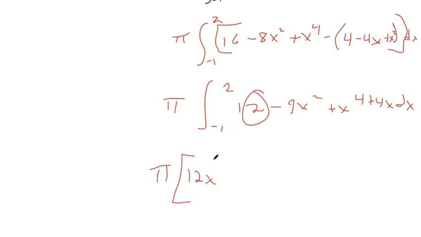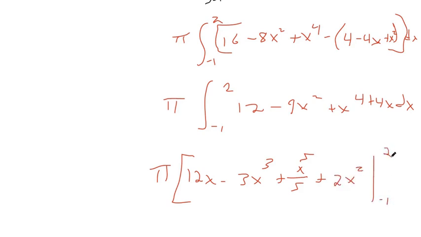So the antiderivative here is 12x. Antiderivative of the next one, that's 9x to the third over 3. So that's going to be 3x to the third. This is going to be x to the fifth over 5. And then this is going to be 4 over 2. So that's just 2x squared. And then limits of integration, negative 1 to 2.